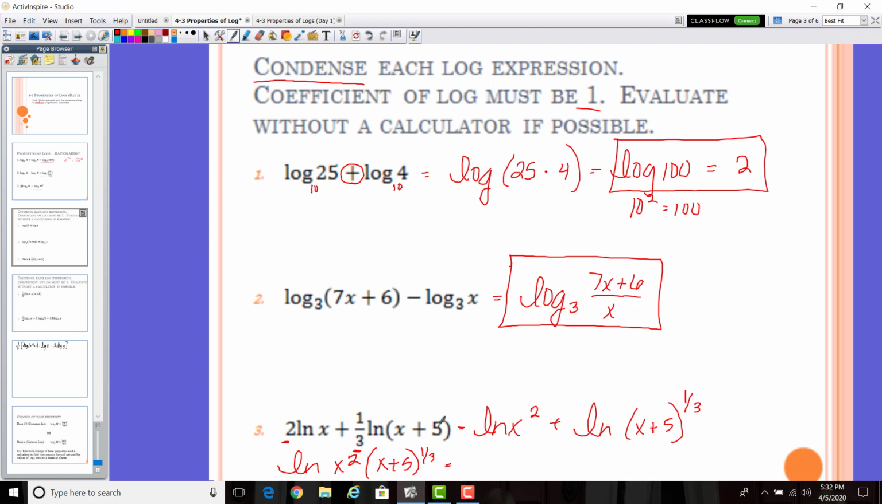But then we need to make sure that we simplify that root. We can't leave our answer that has a fraction exponent in it. So I'm going to change that x plus 5 to the 1/3 power into the 3rd root of x plus 5. So we have the natural log of x squared times the cube root of x plus 5.